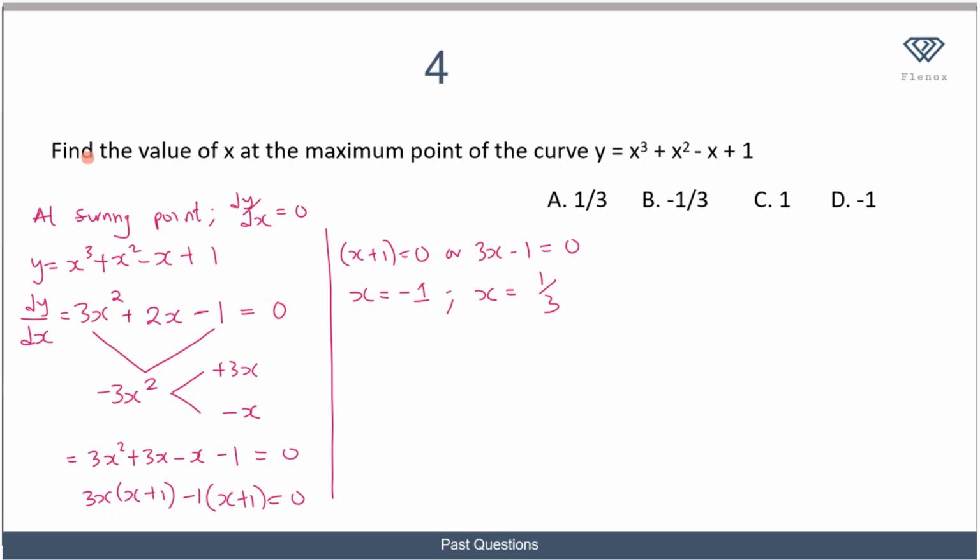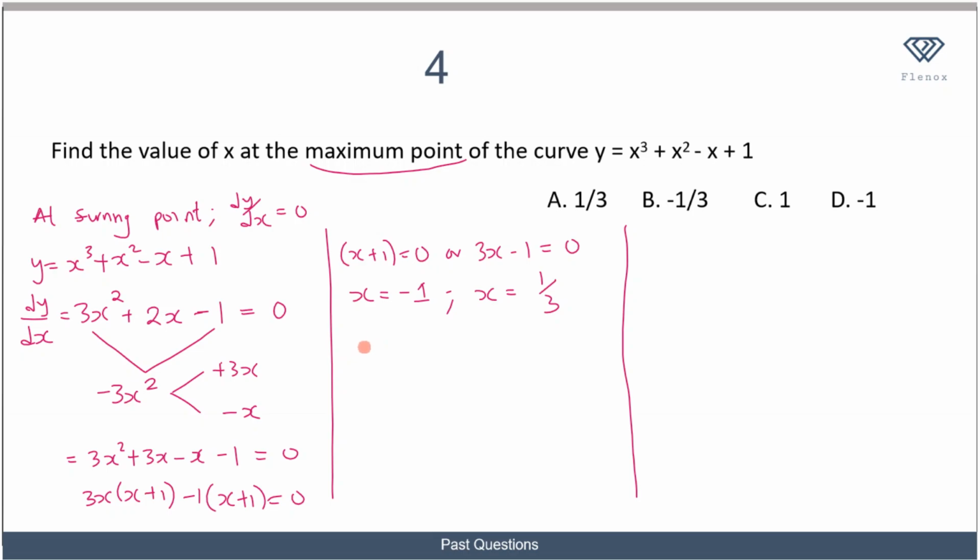Now the question told us to find the value of x at the maximum point. So what do we need? We need to figure out which of these two values of x represents the value of x at the maximum point. And to do that, you recall, we apply our test for finding the maximum point and minimum point. And you recall that what we do is differentiate again.